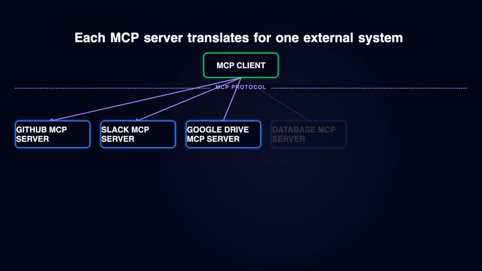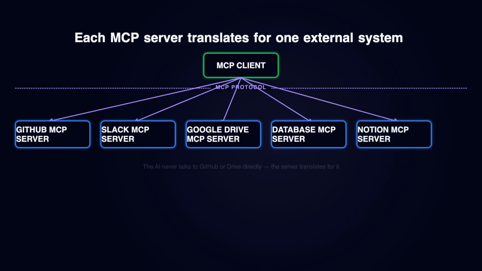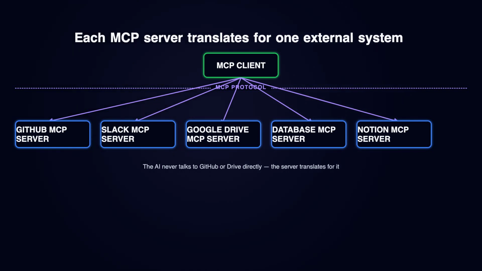Each server exposes capabilities from an external system. A GitHub MCP server might expose tools like create repository, read pull requests, or commit code. A PostgreSQL server might expose run SQL query, list tables, or execute stored procedures. A Google Drive server may expose search files, read documents, or upload files. Notice something important. The AI never directly talks to GitHub or Google Drive. It always communicates through MCP. The MCP server translates between the AI and the external service.